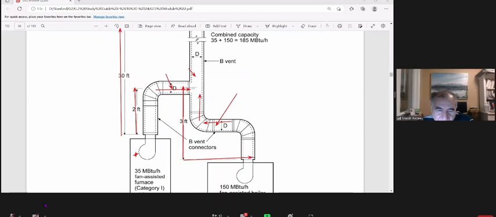Hold on. Only on this one is B vent. B vent, B connector to B vent. We do have single wall connector risers to the B vent too. We will go through those later on.